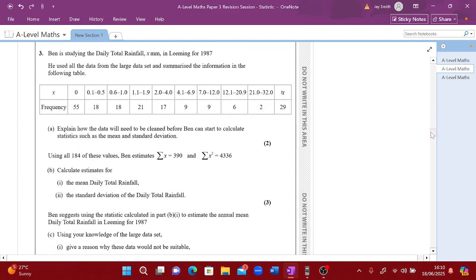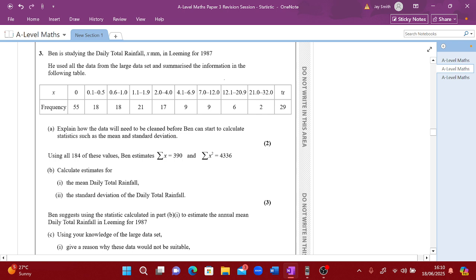Question 3. Ben is studying the daily total rainfall in Leeming, and we're given some data. Explain how the data need to be cleaned before Ben can start to calculate statistics, which are the mean and standard deviation. So cleaning essentially means the data has to be usable, I guess. All of these are fine. That's fine, it's grouped. But this trace is a bit weird. That's not a number we can work with, so we need to clean it to make sure we can actually use it, right?